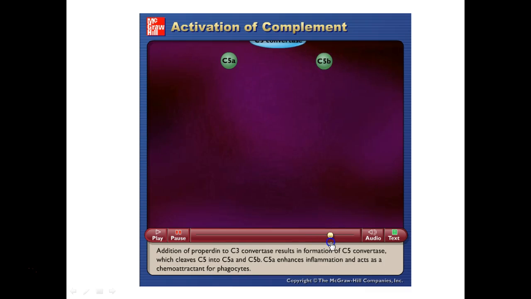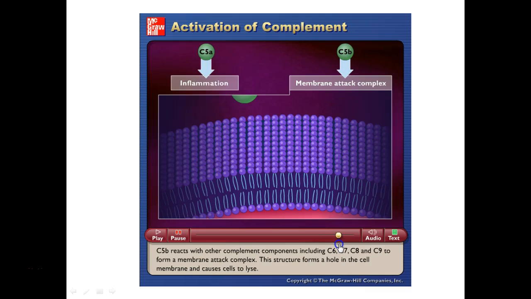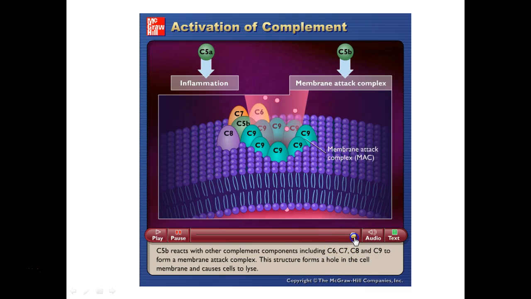And the next step, the major step, is C5. And so again, C5 is really going to call those neutrophils to the area, and then C5b starts that formation of the MAC complex, that membrane attack, where we go poop, poop, poop, poop, poop, poke a hole.